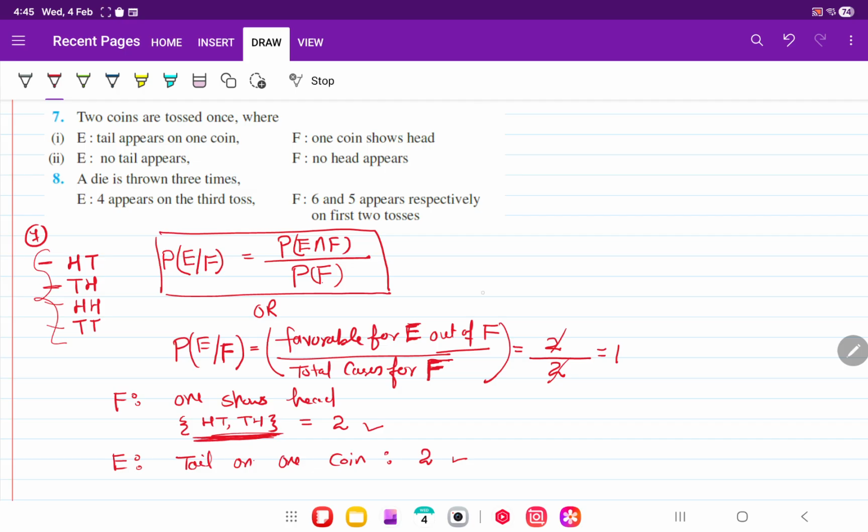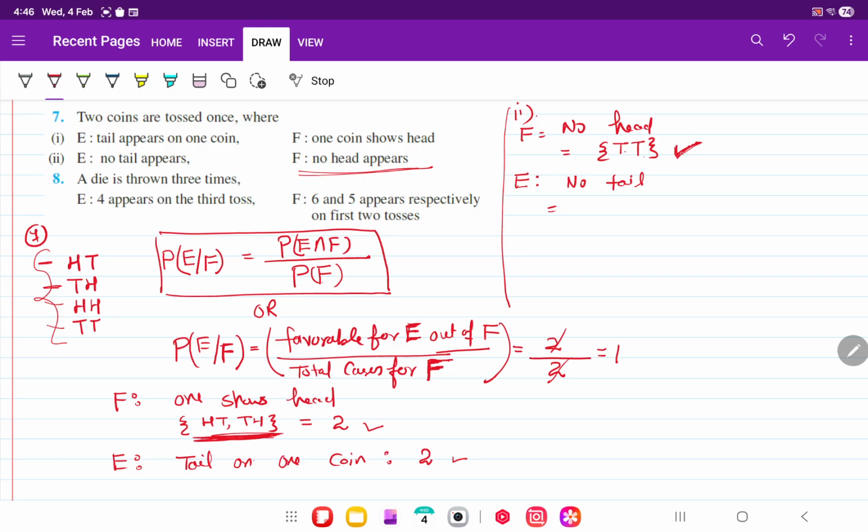Try it again. Now we will take part 2. In part 2, F, the condition is saying no head. So this is the condition. No head, so how many cases are there after applying the condition? Only this one is allowed. But we need the probability for E. E is no tail. So no tail, which one will come out of this? These are the total after condition which are allowed.